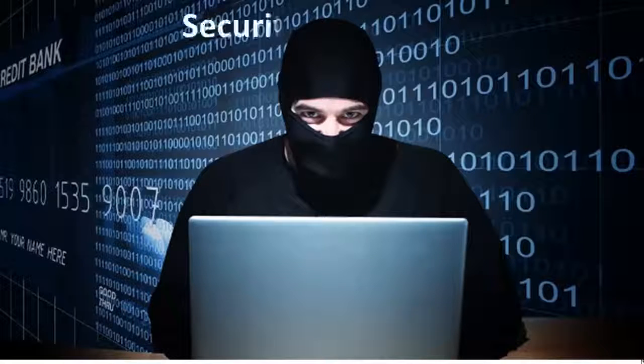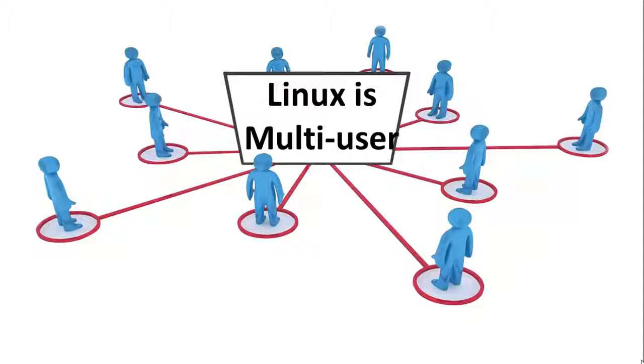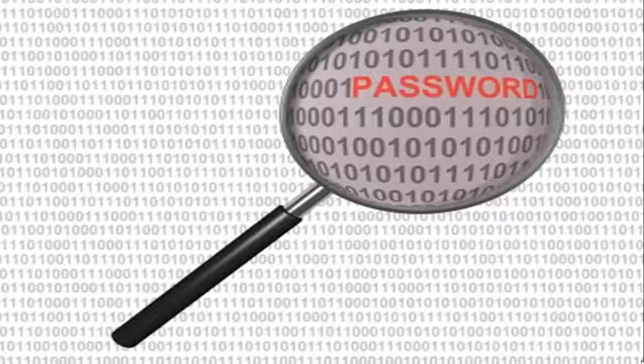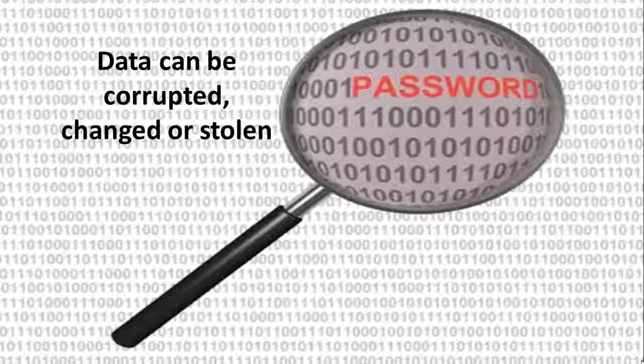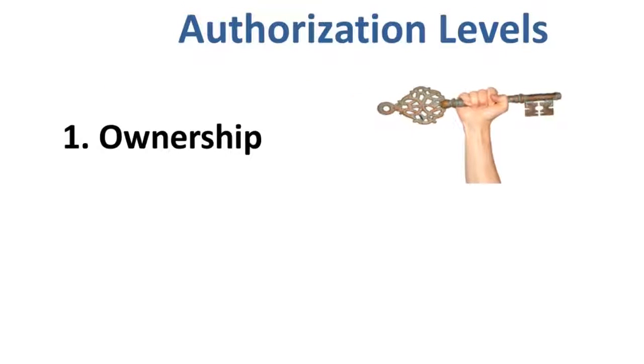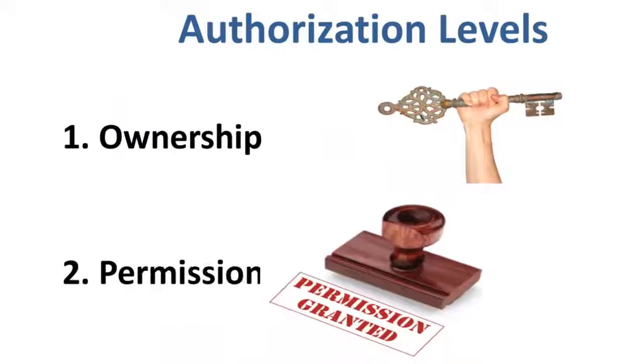Security is a big concern for Linux, which is a clone of Unix, the multi-user operating system. As Linux is used in mainframes and servers, it is vital to keep it safe from a malign user who can corrupt, change or remove crucial data. This is why, for effective security, Linux divides authorization into two levels: ownership and permission.